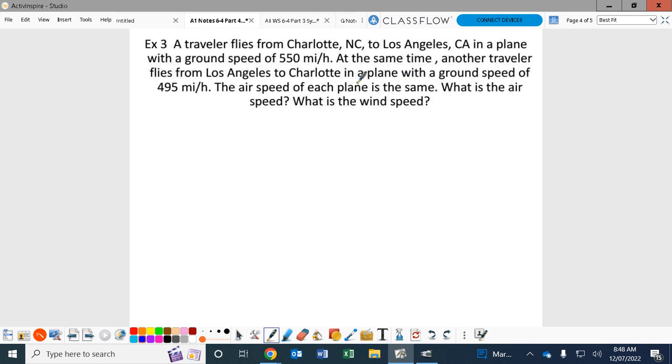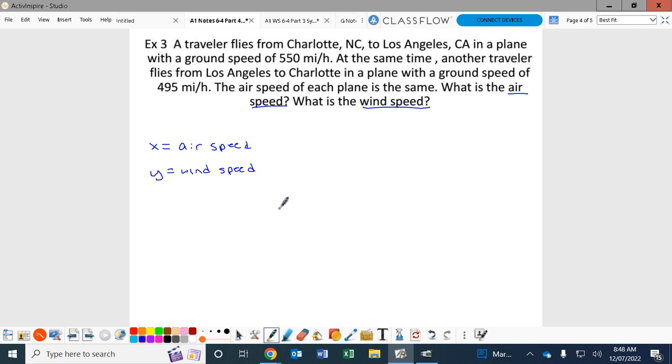It says, what is the airspeed? What is the wind speed? It even tells you what the variables are. X equals, what's the first thing they're looking for? They're looking for the airspeed. So X is going to be your airspeed. And Y, look right here, it tells you what it is. The other thing they're looking for is the wind speed.